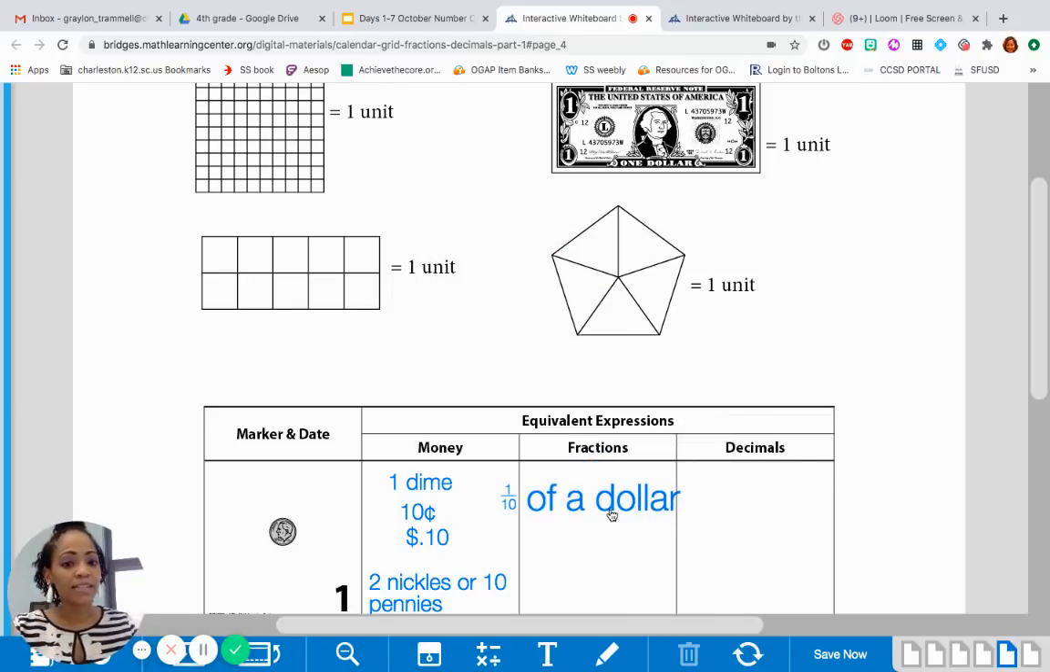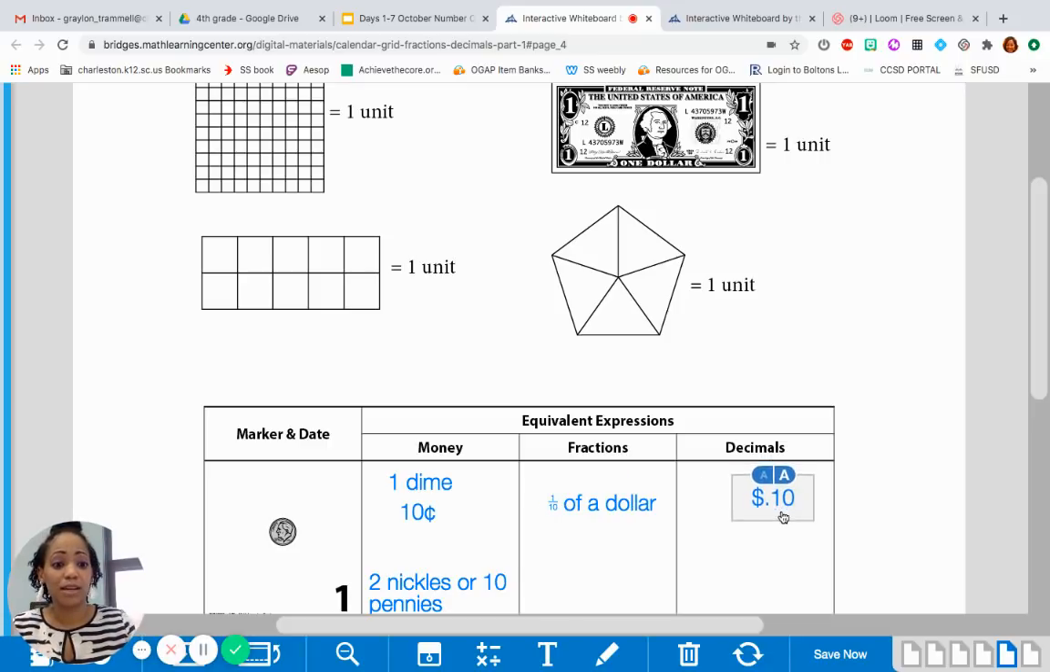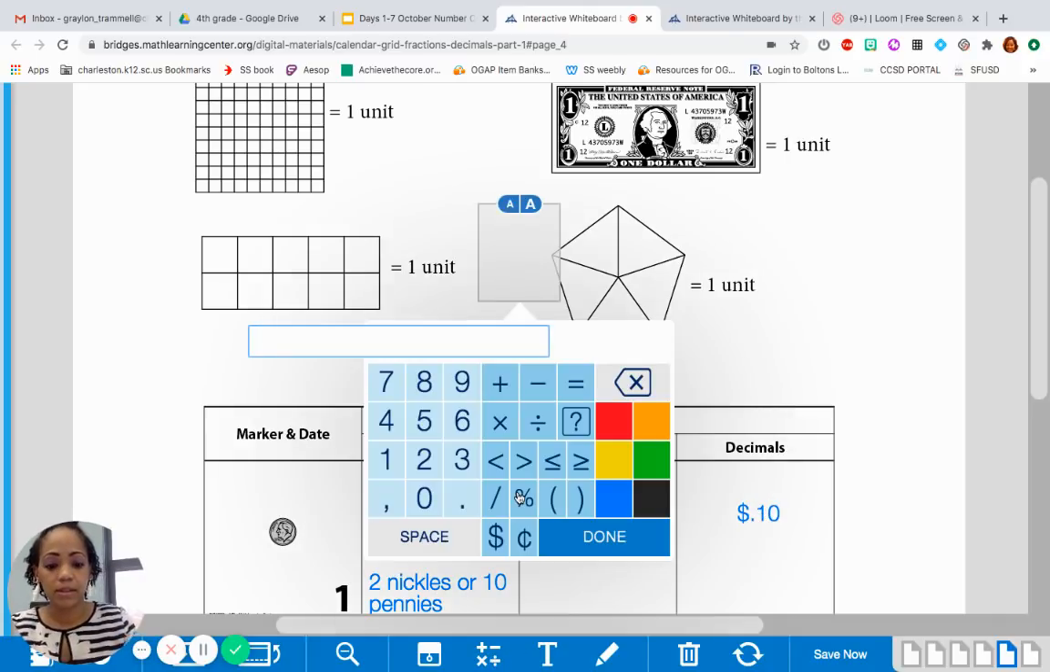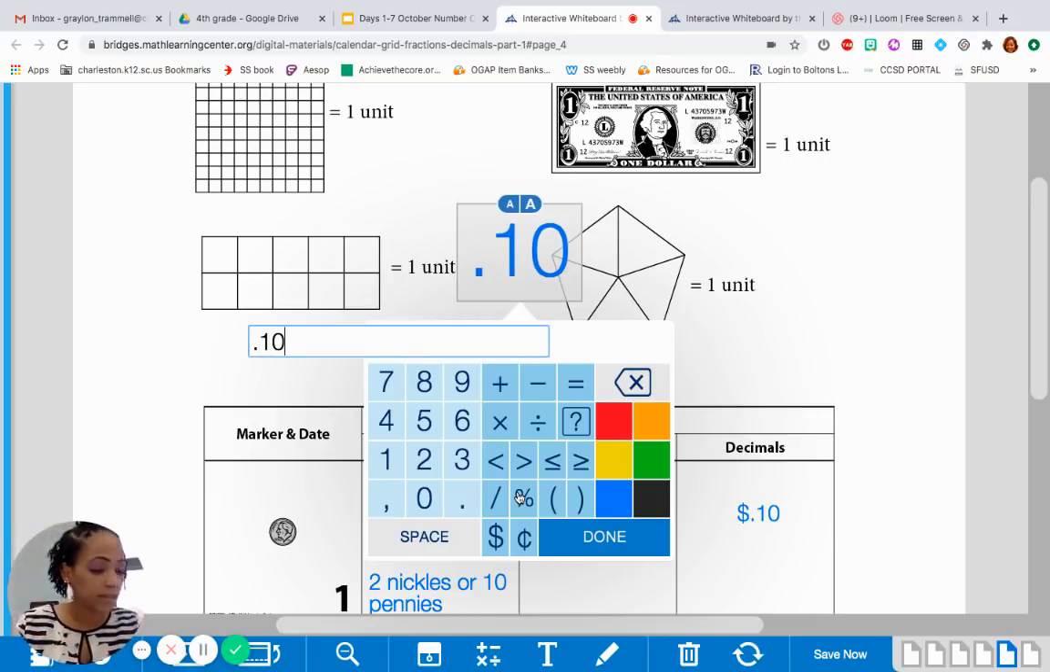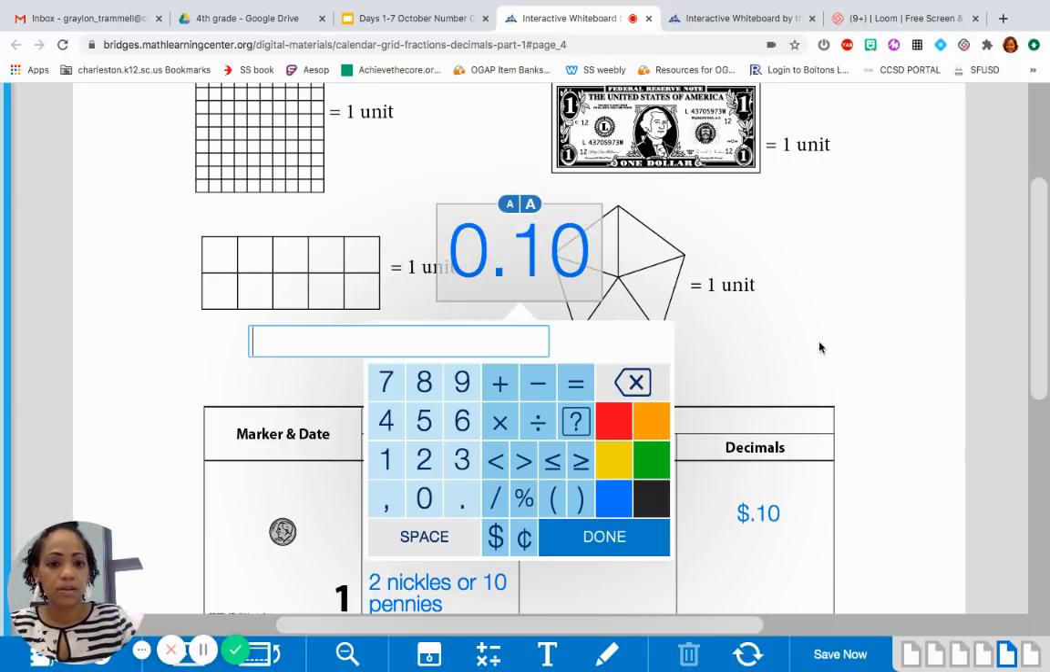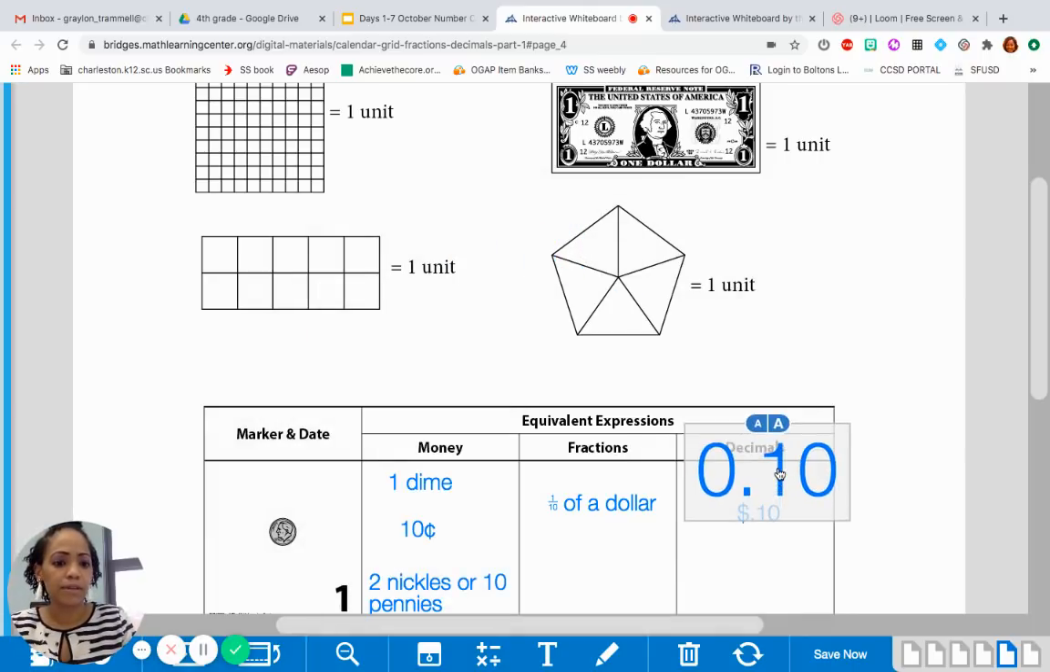I think we've already done the decimals, so that should be fairly easy for us to fill in, right? So we have 10 cents, and maybe Miss Trammell shouldn't have put it there, so I'm just going to move that over here. We could write it with a dollar sign, or we can write it just as a decimal. So I am going to add that. Decimal 10. And I'm going to add a 0 in front of that. I'm also going to add a 0 in front of our one with the dollar sign, just to be really clear about what's happening here.